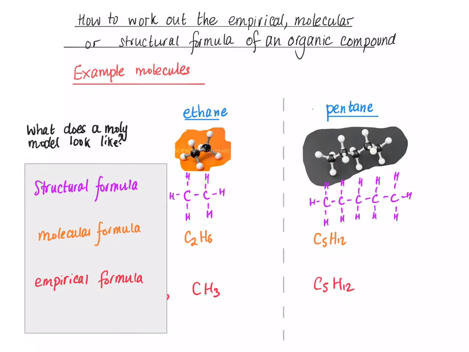So the structural formula of the compounds are these. The molecular formula of ethane is this. The molecular formula of pentane is this. The empirical formula of ethane is this. And the empirical formula of pentane is this.